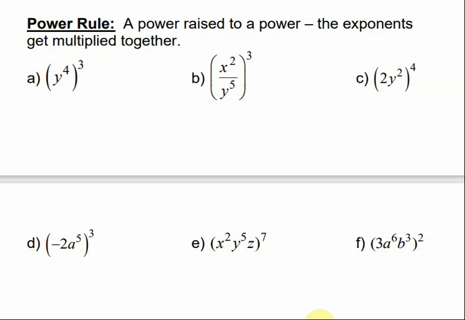In A, we have y to the 4th raised to the 3rd power. So we just multiply these numbers and we get y to the 12th. In B, since our fraction is in parentheses, each part of the fraction is being raised to the power. So x squared to the 3rd power, 2 times 3, that would be 6, over y to the 5th to the 3rd power, 5 times 3, that would be 15.